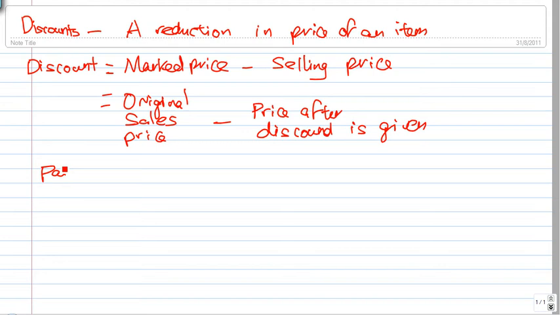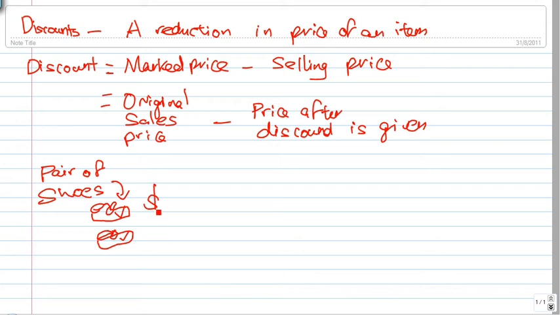Say you have a pair of shoes. How do you draw these shoes? Say it looks somewhat like this. I know it looks horrible. Maybe it's a Nike pair of shoes. These are your pair of shoes, and the price of the shoes is $75. This is the original price or the mark price.